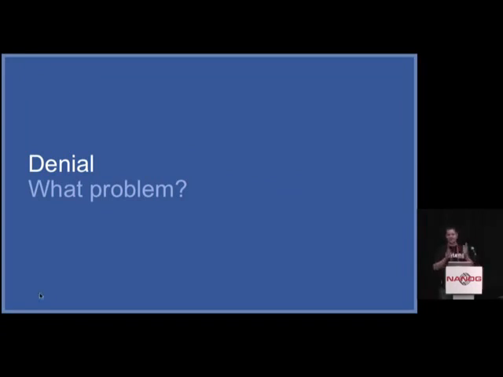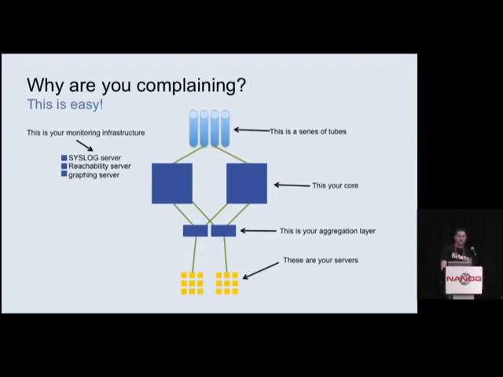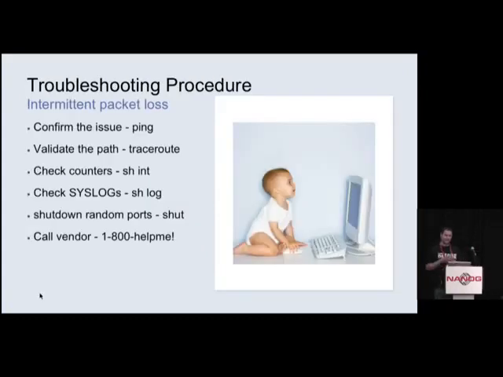And you might find yourself saying, packets are getting there, there's no problem on my network. When something goes wrong, all the blinking lights turn red, everything's good, right? Well, if that's the case, your network probably looks something like this. You have some servers, you have some switches, you have a core, and of course it's all connected by a series of tubes to the internet. And of course, then you have some monitoring system, you have a syslog server, reachability server, graphing server, whatever.